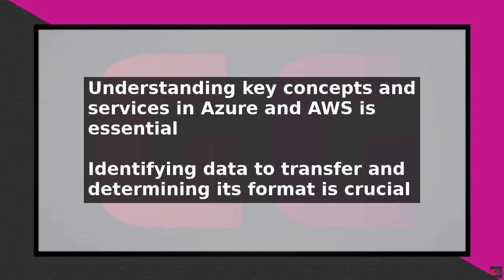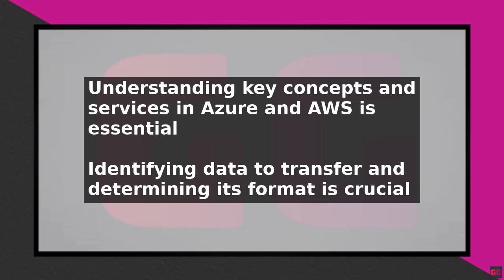Azure provides a range of services for data storage, including Azure Blob Storage, Azure File Storage, and Azure Data Lake Storage. On the other hand, AWS offers services like Amazon S3, Amazon EBS, and Amazon EFS.